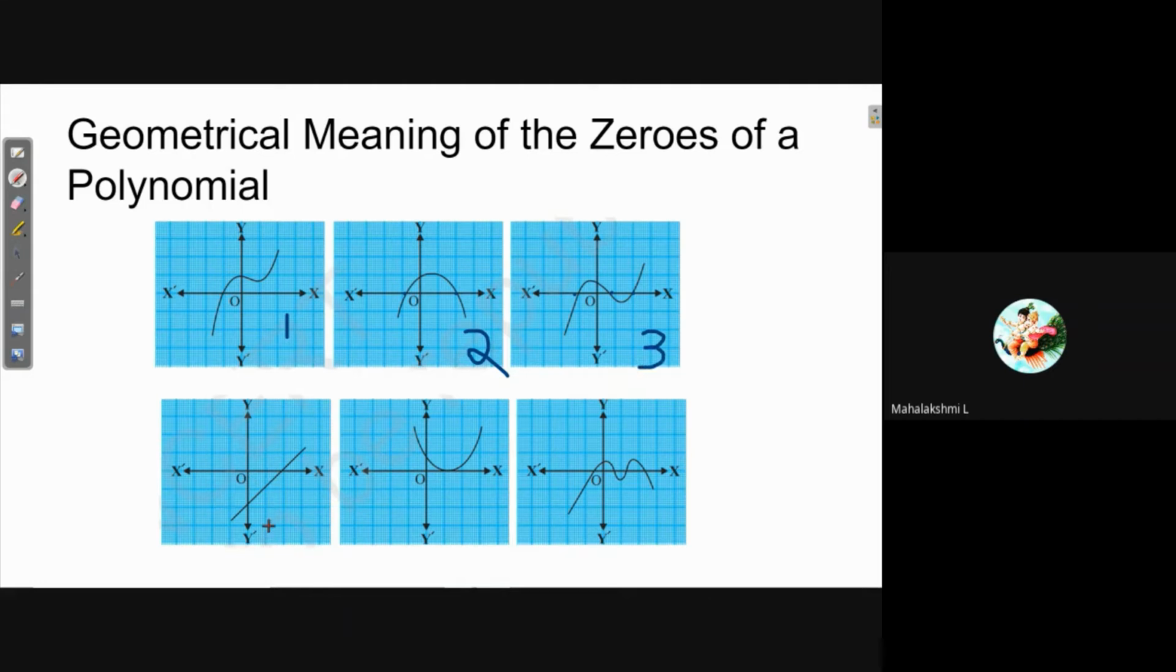Here, people get confused. Don't count this, this is wrong. You have to count only the number of times it intersects the x-axis. So the value is 1. So the number of zeros is 1. Here also 1. Usually a parabola will be a quadratic polynomial, just remember that. But here maybe both the zeros are equal.